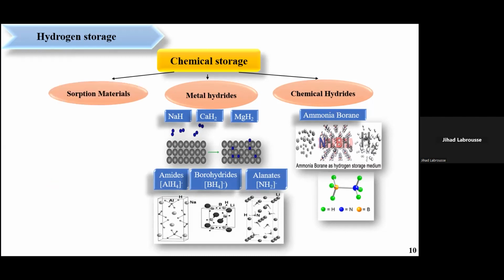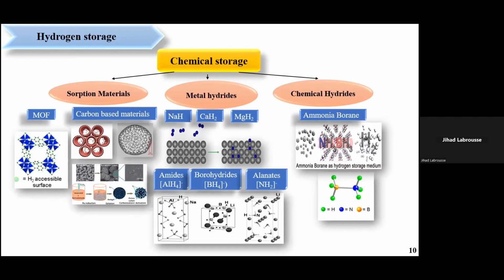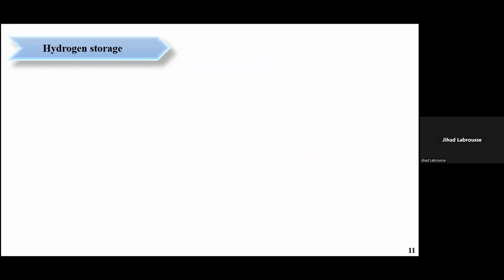The third category is sorption materials, or sorbents. We have metal organic frameworks. We also have carbon-based materials, for example carbon nanotubes, fullerene, porous carbon, and the improved graphene. I call it improved graphene because we all know that graphene is not a good material for hydrogen storage applications owing to its low adsorption energy. But we are going to improve the storage, transfer, and electronic properties of this material to make it a good material for hydrogen storage applications.